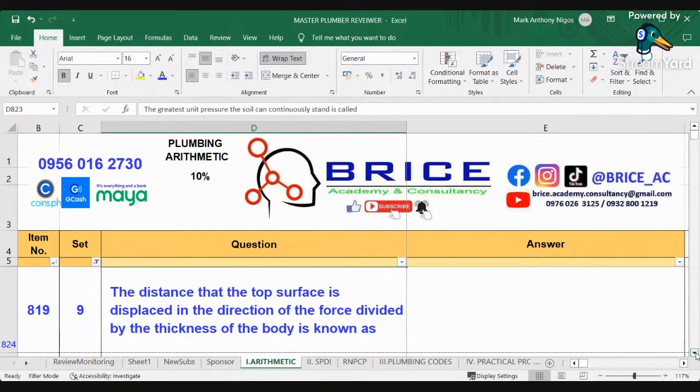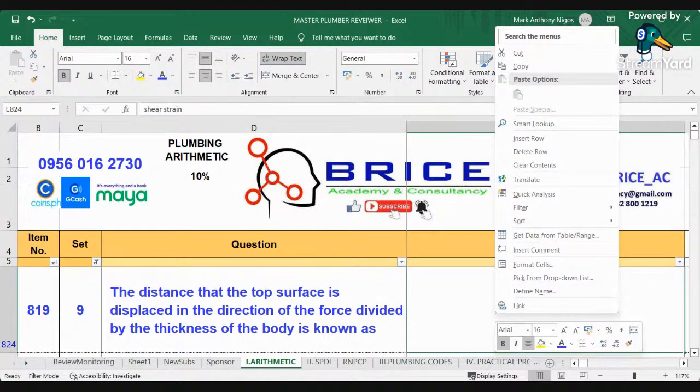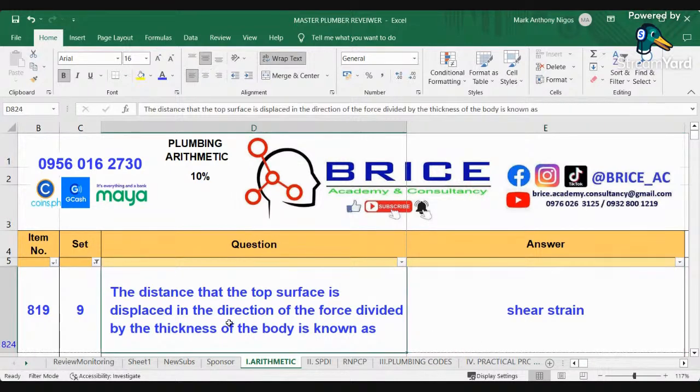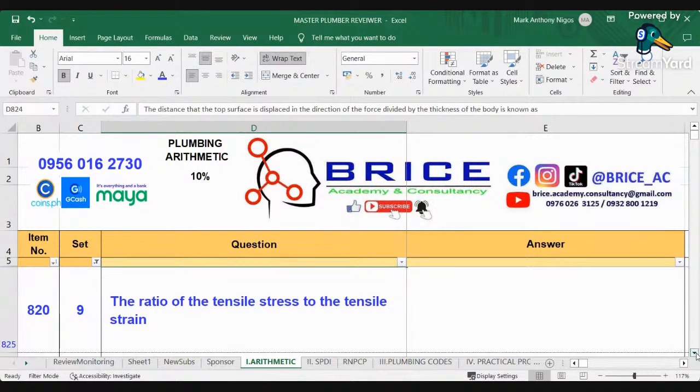The distance that the top surface is displaced in the direction of the force divided by the thickness of the body is known as what? The answer is shear strain. The distance that the top surface is displaced in the direction of force divided by the thickness of the body is known as shear strain. The answer is shear strain.